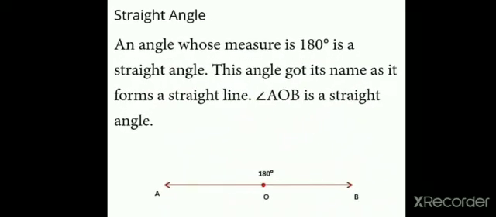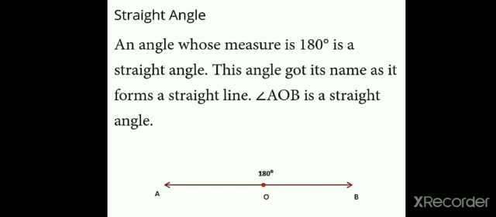Straight angle. An angle whose measurement is exactly 180 degrees is known as a straight angle. This angle got its name as it forms a straight line. A straight line is the angle which measures 180 degrees. Since it forms a straight line, it is known as a straight angle.